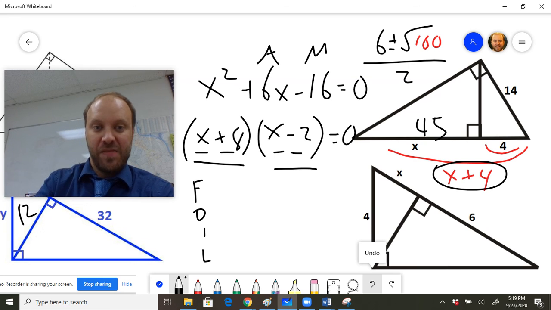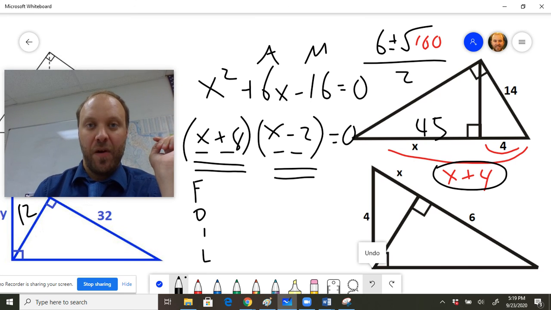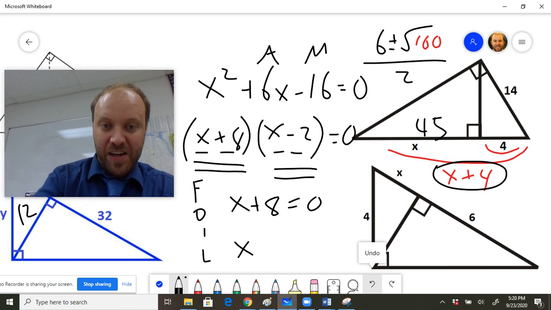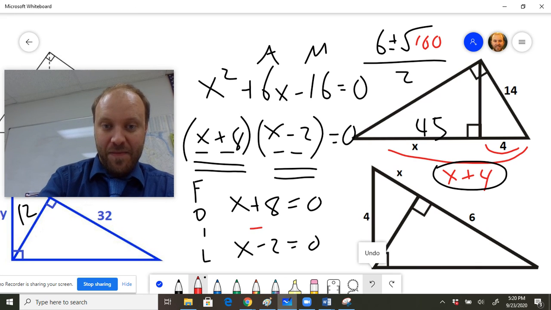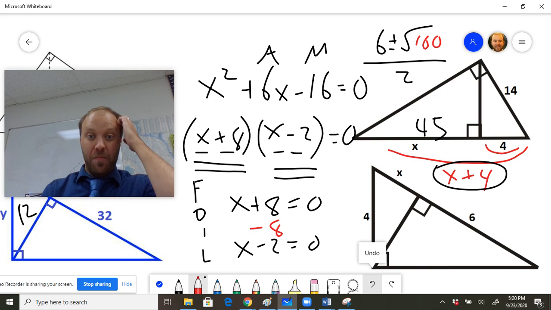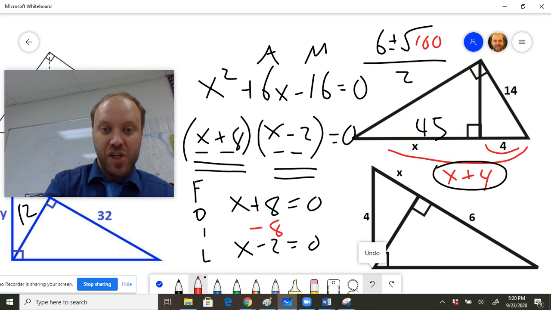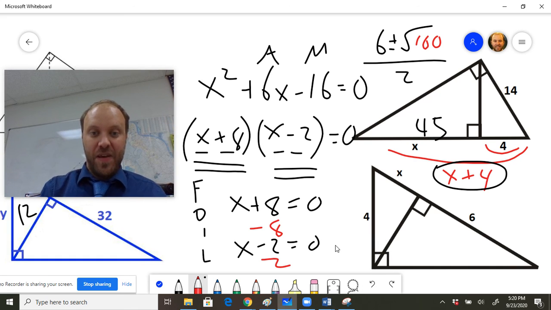Anytime you have two things multiplying to equal 0, and we have x plus 8 being multiplied by x minus 2 to give us 0, one of the two values has to be 0. So either the x plus 8 has to be 0, or the x minus 2 has to be 0. If you think about it, negative 8 would make that top equation 0. Of course, negative 8 doesn't make any sense as the length of a side of a triangle, so that's not going to work. 2 minus 2 would be equal to 0, and that is our other solution. That's our positive value that is going to fill in that missing value.